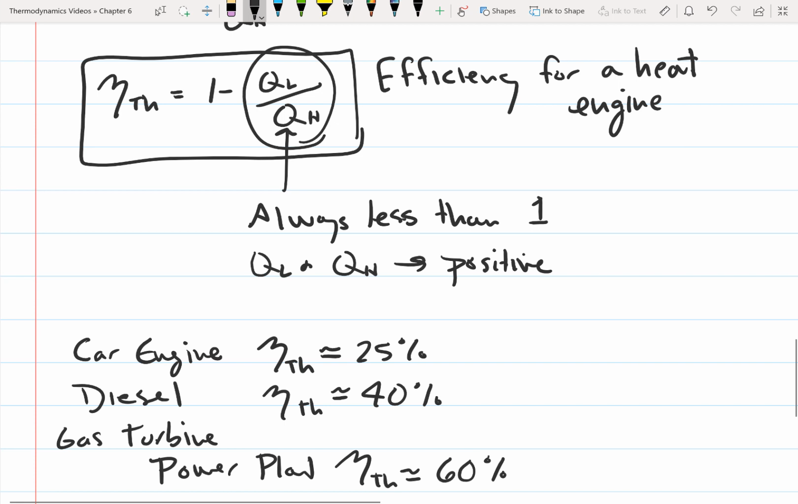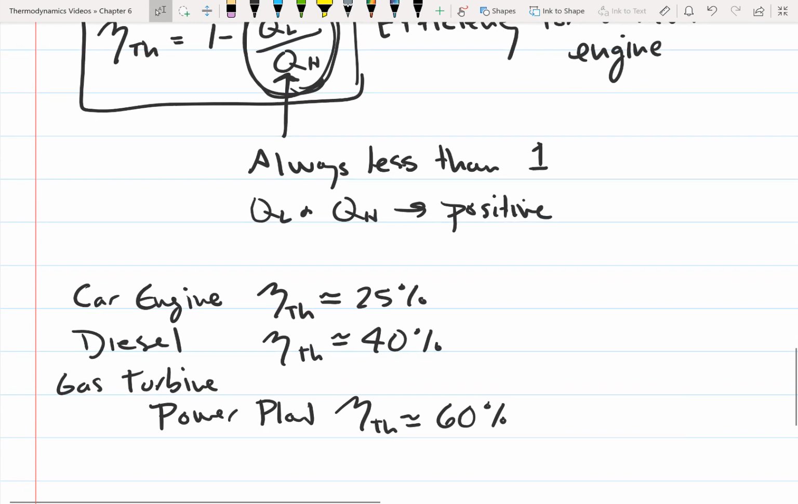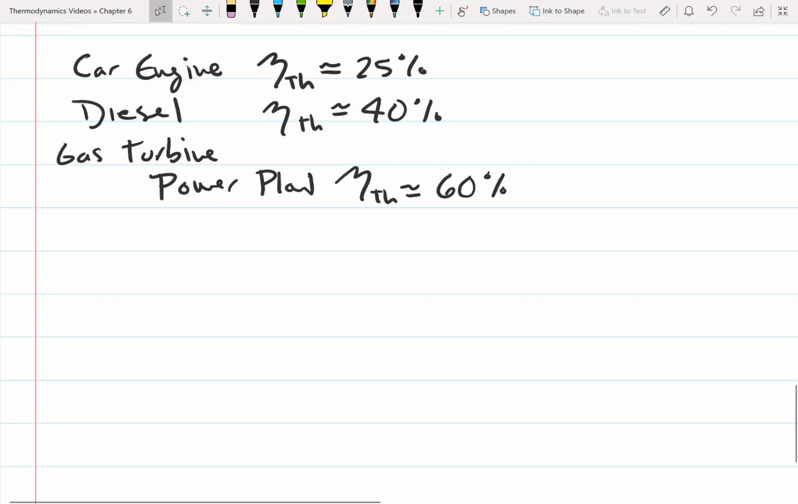So we can't ever have 100% efficiency, and the reason is that QL over QH is always going to be less than 1, so the efficiency is never going to be 100%. Even a fairly high efficiency heat engine is still just over half. 60% seems like a pretty low efficiency. So almost half the energy supplied for even a really high efficiency heat engine ends up as waste.